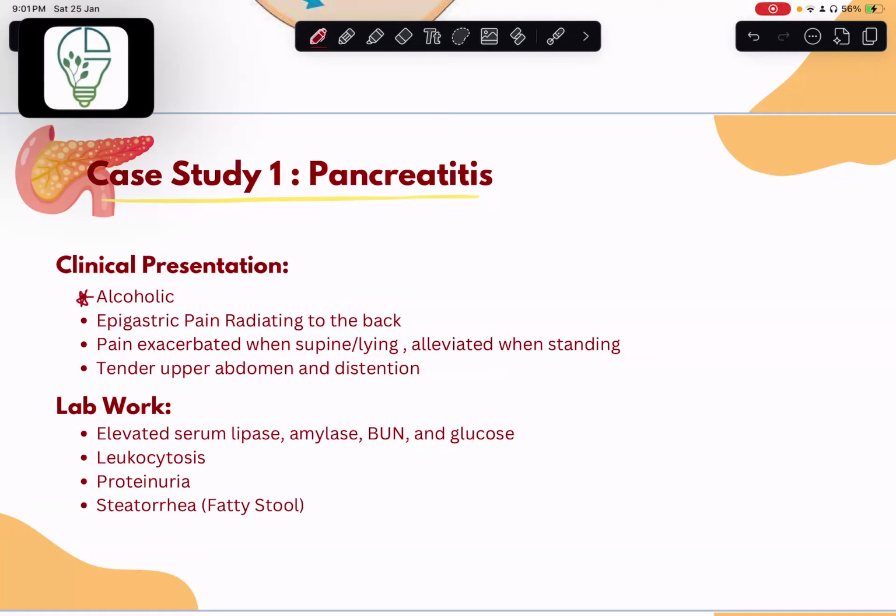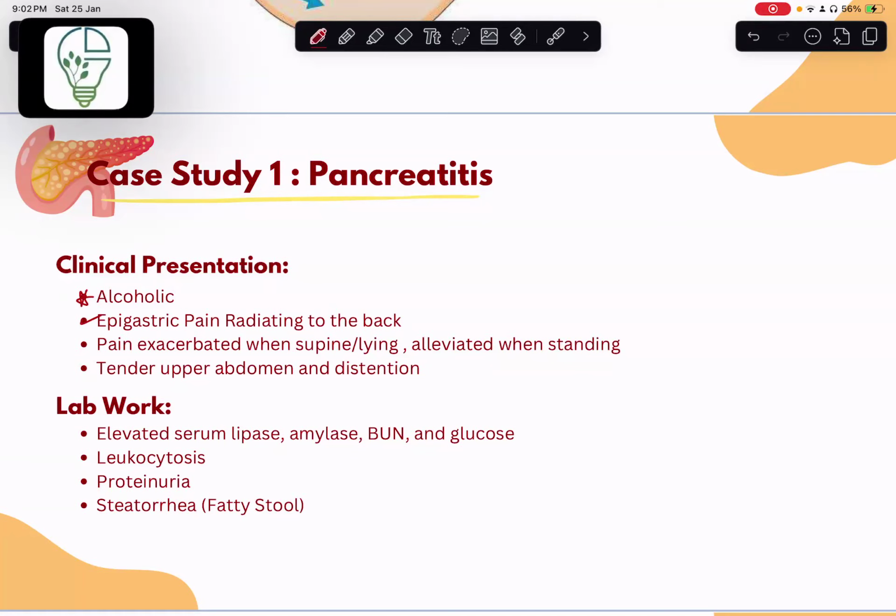Point number 1 is that he was an alcoholic. Keep this in mind, we're going to return to it. The symptoms: he had epigastric pain, upper abdomen pain, radiating to his back. The pain gets worse when he's supine or lying on his back, and alleviated when he sits up and leans forward. The upper abdomen shows tenderness and distension. He has a distended abdomen. Those were his clinical symptoms.